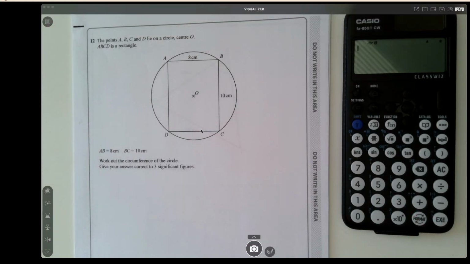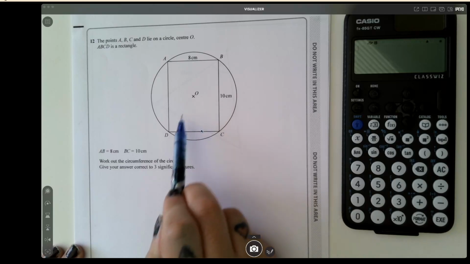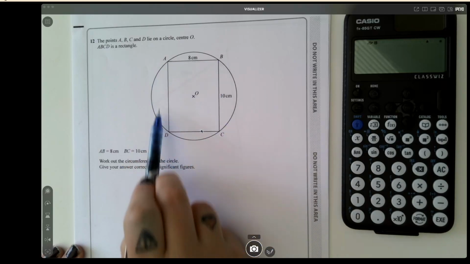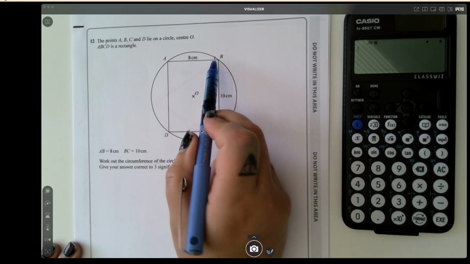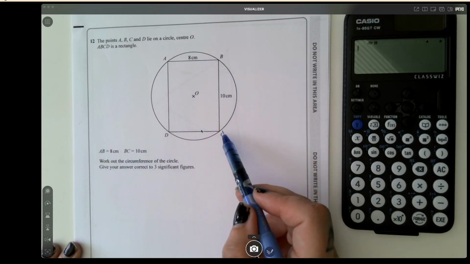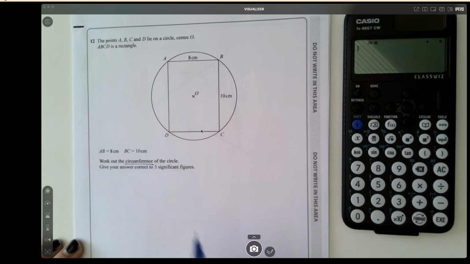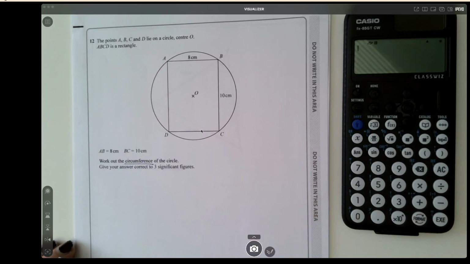Question 12. The points A, B, C and D lie on a circle with centre O. A, B, C, D is a rectangle. So we have this circle with centre O and then we have a rectangle here, A, B, C, D. AB is 8 centimetres. They've already put that on the diagram for us. BC is 10 centimetres. Work out the circumference of the circle. Give your answer correct to 3 significant figures.